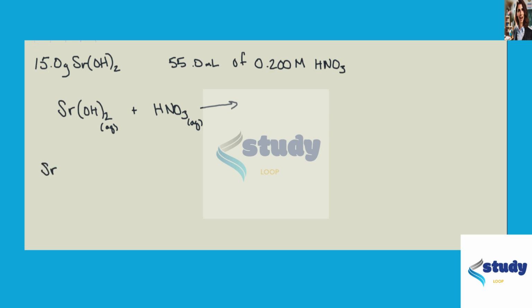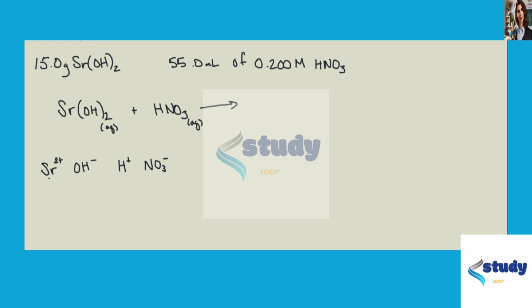So Sr, we know, forms a 2 plus charge because it's in group 2. We know that hydroxide is a polyatomic ion that we have to memorize, OH minus. In nitric acid, we have H plus, which is in group 1. We know that's a positive 1 charge. And then nitrate we know is NO3 minus.